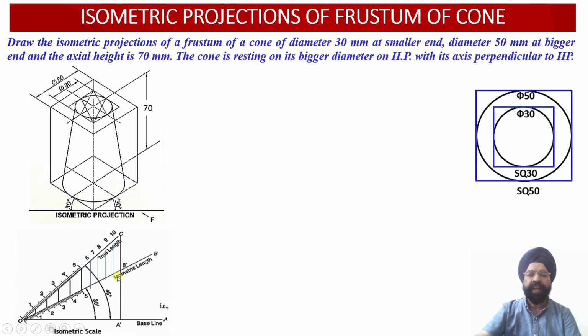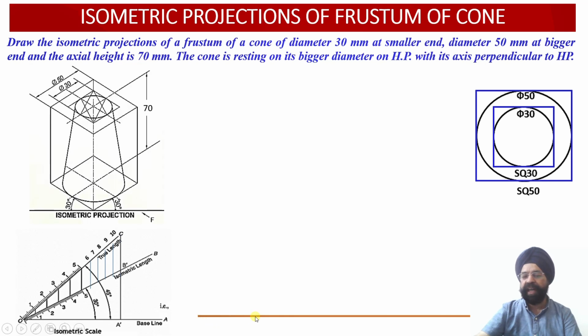So first of all, we need to draw the isometric scale, that is, all the distances which are given to us: 30, 50 and 70. All these dimensions need to be converted from true length into isometric length, and these transformed isometric length dimensions will be drawn onto the isometric projection.